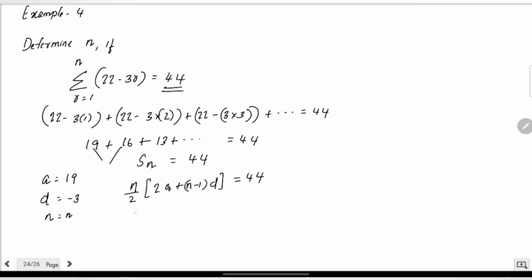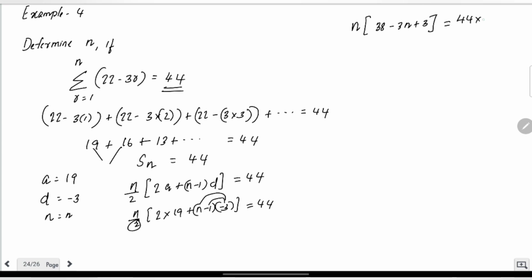So substitute, that is n divided by 2, 2 times 19 plus n minus 1 times minus 3 is equal to 44. Now simplify this type of question. We did it already. Send 2 to the other side, which is going to be 88. On this side, that is n, inside the bracket, which is going to be 38. 2 times 19 is 38. Then open the bracket with the minus 3, that is minus 3n plus 3. Minus 3 times n is minus 3n, minus 3 times minus 1 is plus 3, which is equal to what?